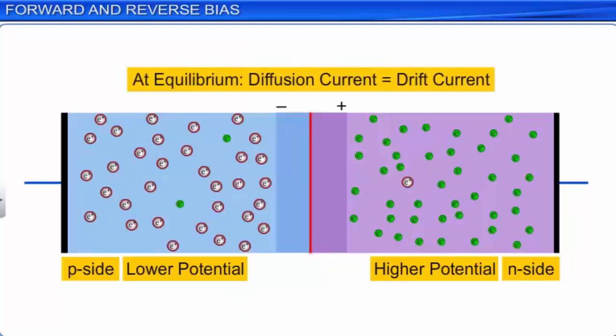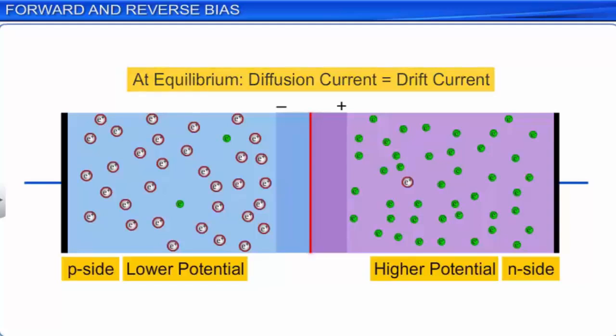It is important to note that the diffusion current is due to the movement of majority carriers of the p and n regions from one side to the other. Similarly, the drift current is due to the minority charge carriers of the p and n regions from one side to the other side.